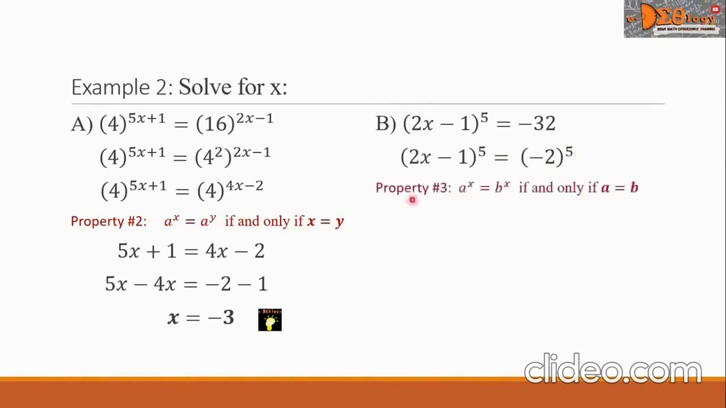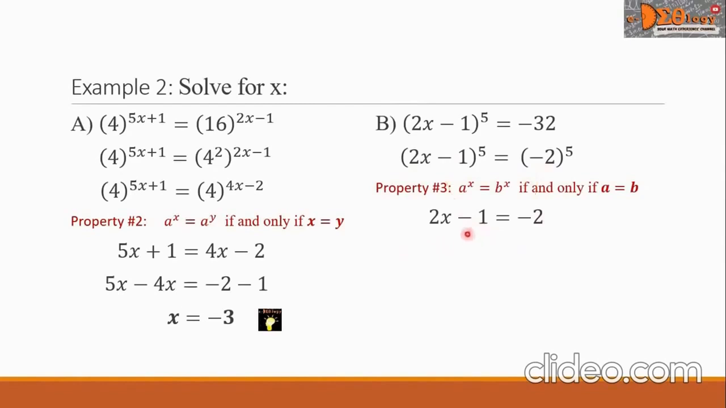So according to property number 3, a raised to x equals b raised to x if and only if a equals b. It means to say, we can now copy the bases of the left side and the right side respectively. Thus, 2x minus 1 is equal to negative 2. And from here, we're going to solve for x.